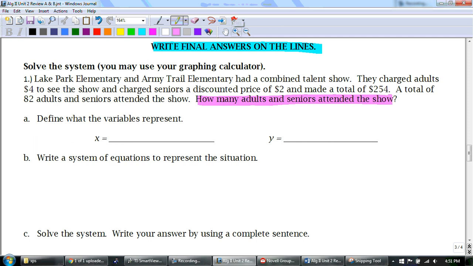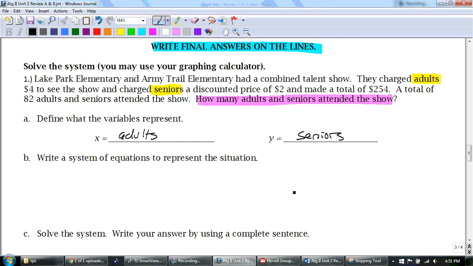So the first thing we have to do is figure out what X and Y are. So the two things that they keep talking about are adults and seniors. Now they mention adults first, so that's what I'm going to put as my X. And then they mentioned seniors second. So that's our Y.